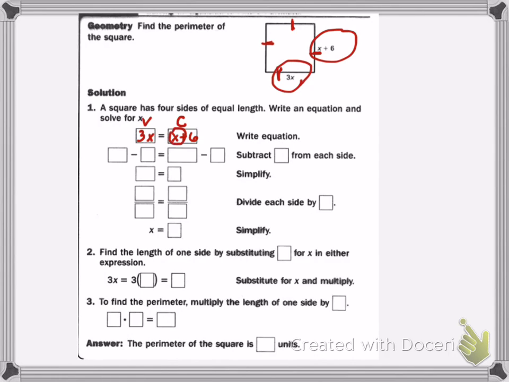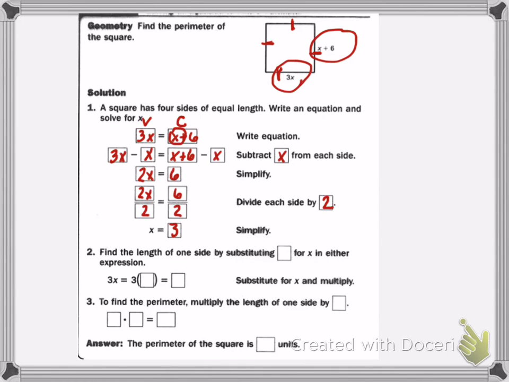I want to get the variable term x off that side. So that means I'm going to subtract x from both sides of the equation, to get the variable off the constant side. So 3x minus x leaves me with 2x, and x plus 6 minus x just leaves me with the 6. So I have 2x on the left and 6 on the right. Now we know we want to get the x by itself, so we have to divide each side by 2. So I'm going to divide each side by 2, and we get that x equals 3.